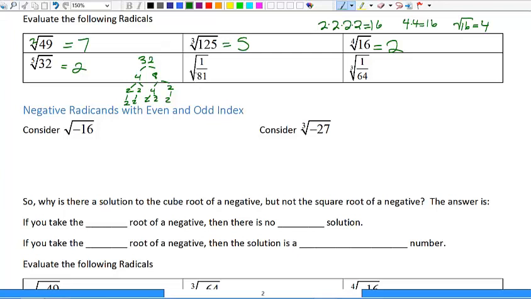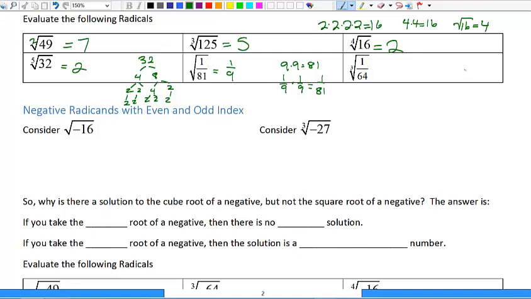So this one's a little bit tricky. We have the square root of 1 over 81. So what we're going to do here is, what number multiplied by itself gets you 1 over 81? Well, you know 9 times 9 is 81, correct? But this is a fraction, so let's try 1/9. 1/9 times 1/9 is 1 over 81, so the answer here is a ninth.